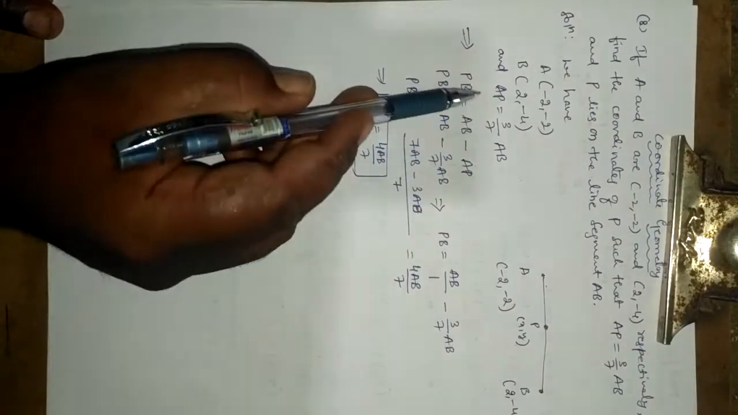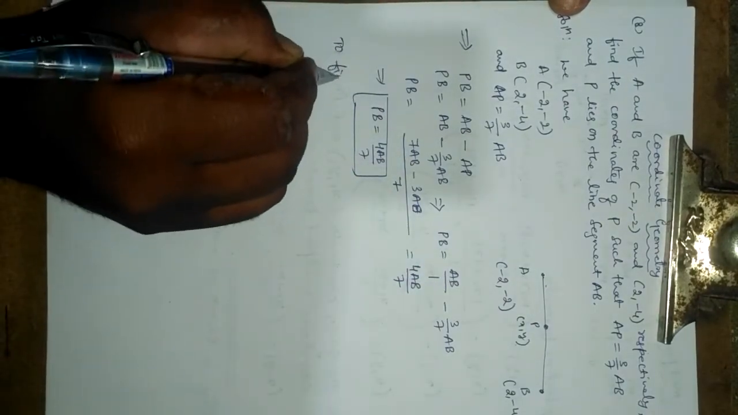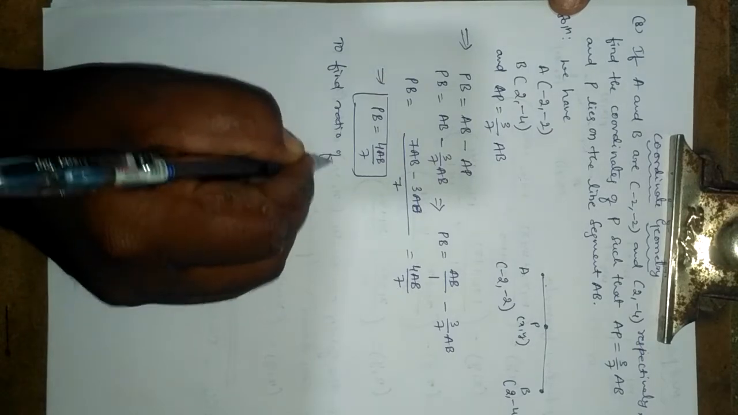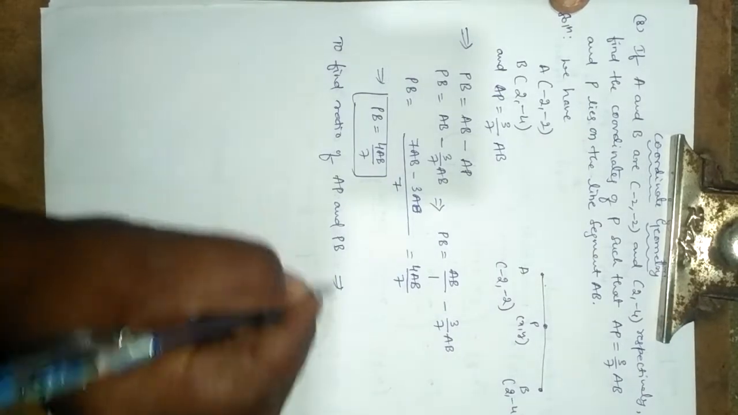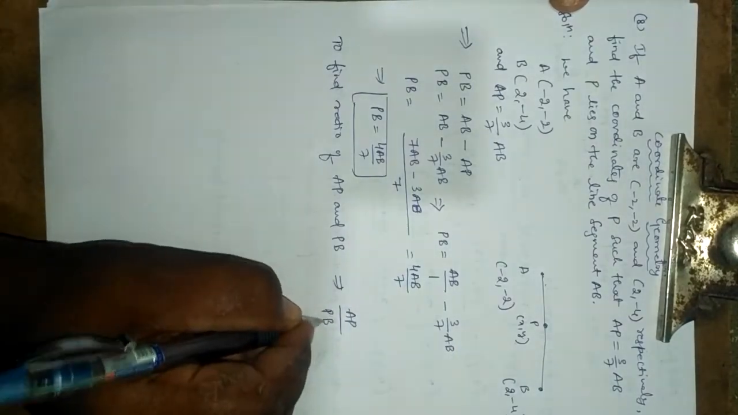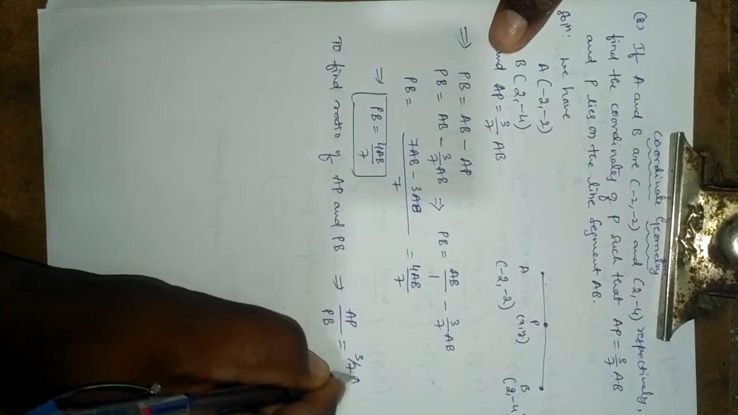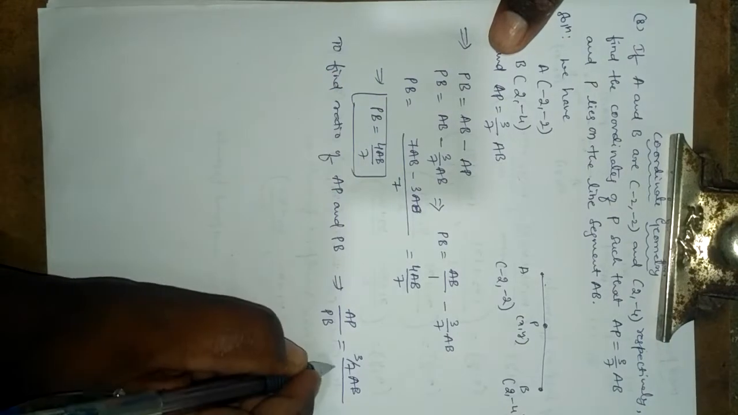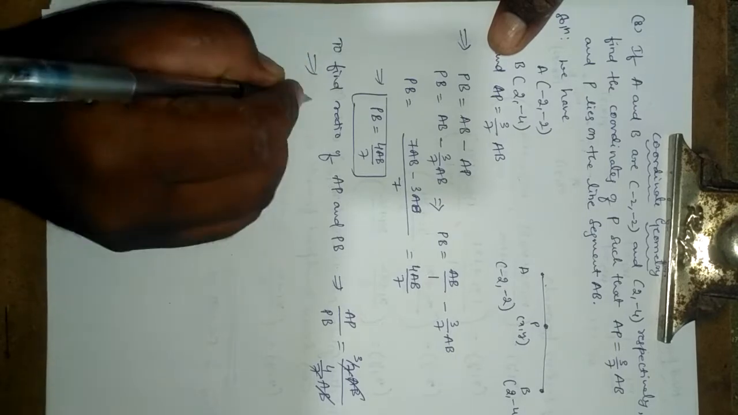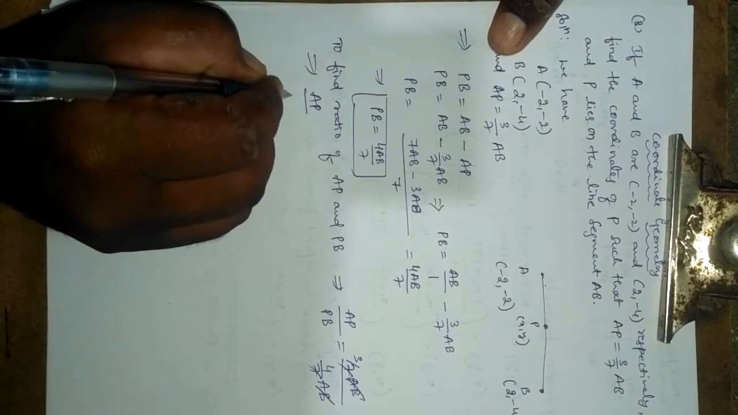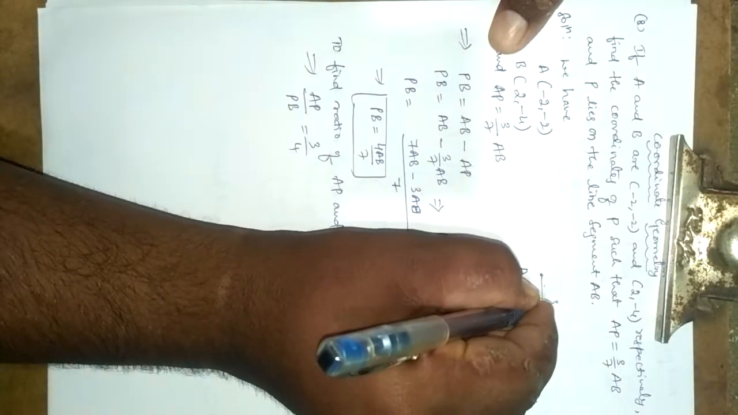Now we have got AP and PB. To find the ratio of AP and PB, AP divided by PB is equal to 3/7 AB divided by 4/7 AB. Here AB cancels and 7 cancels. So the ratio of AP to PB is equal to 3/4. So here the ratio is 3:4.